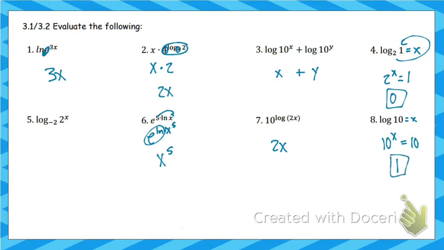The last one that's on there, if you tried to type this into a calculator, you would get an error because you cannot have a negative base. No negative bases and no negative arguments. So this one is just not possible.